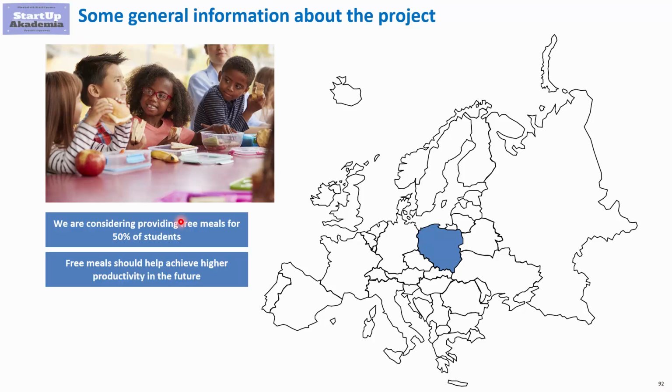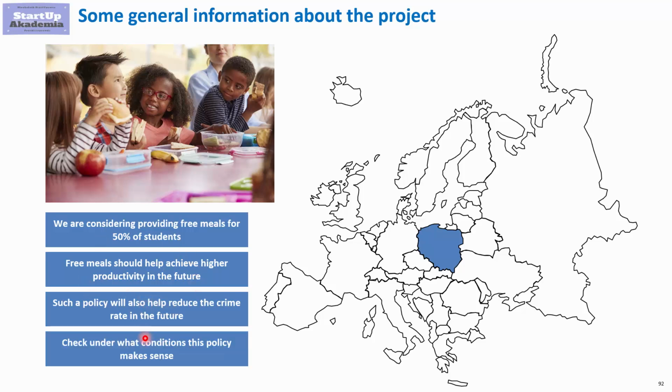So first of all, we want to increase productivity in the future, which will help us get higher GDP. Also, such a policy will help reduce the crime rate in the future. So in other words, we have two important benefits that we want to take into account. Your task is to check whether it makes sense or not based on a cost-benefit analysis.